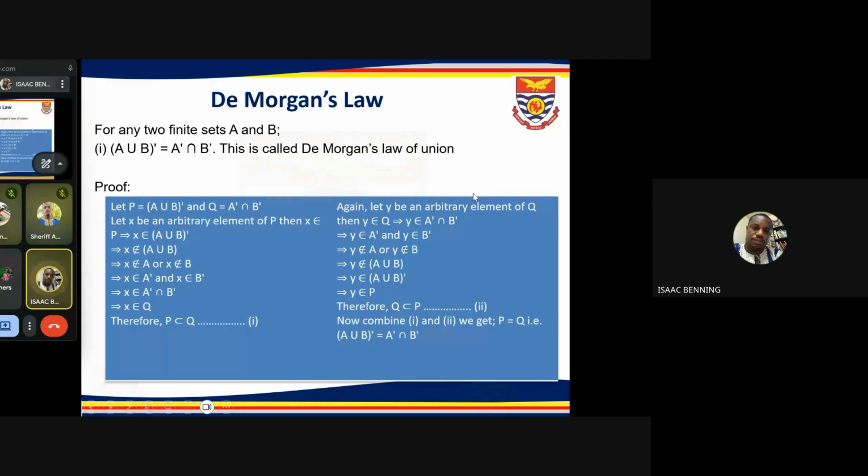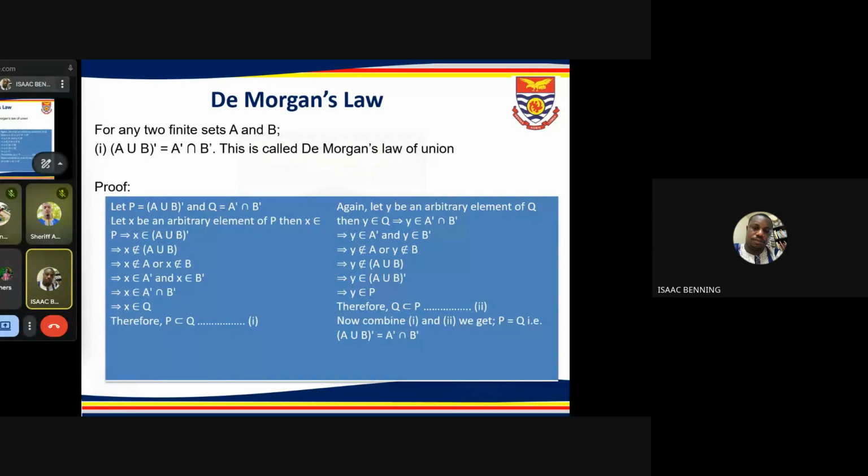Now, De Morgan's law. There are two. We have De Morgan's law of union and De Morgan's law of intersection. You have learned this one in your algebraic thinking. Am I correct? Yes, we learned it in algebra.